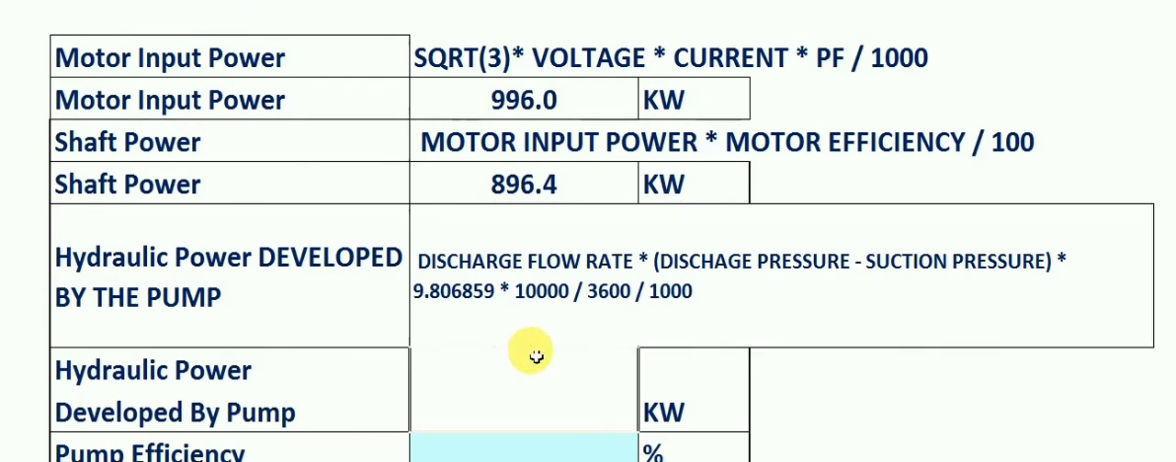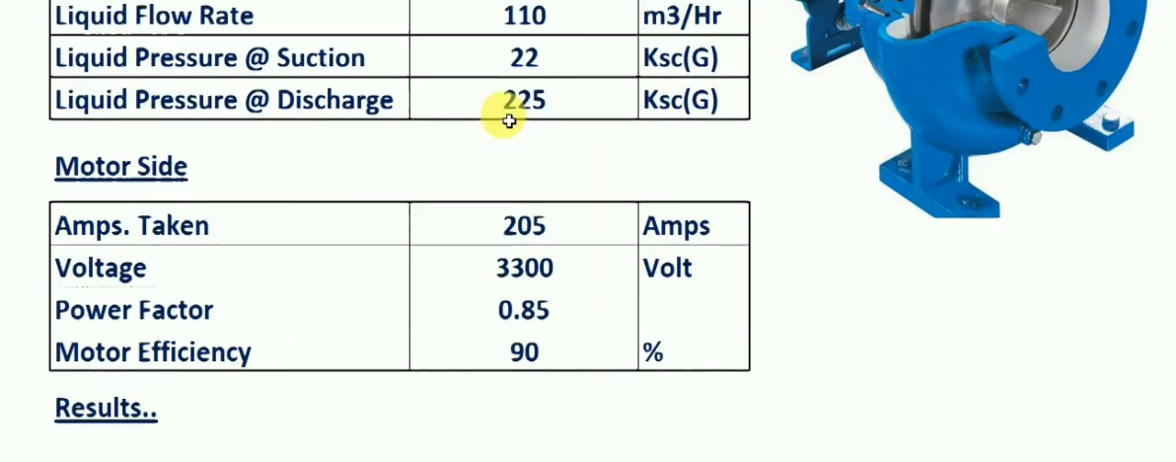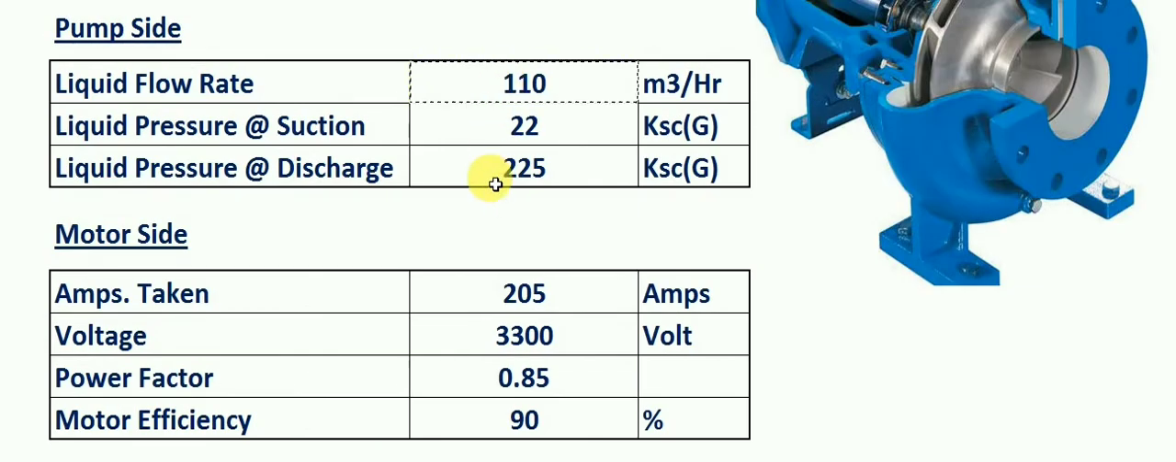What is the hydraulic power developed by the pump? It is very simple. Discharge flow, already taken from the field reading, in meter cube per hour, into discharge pressure minus suction pressure.